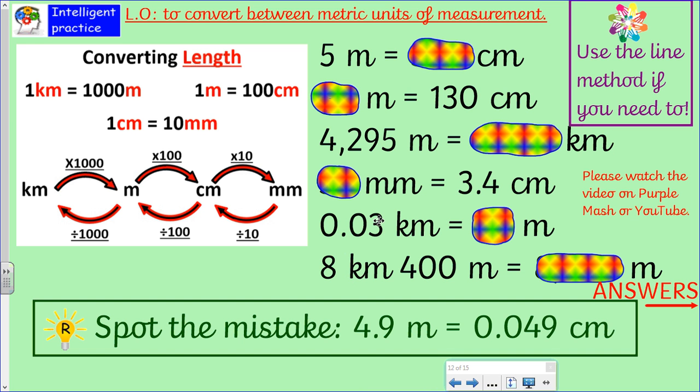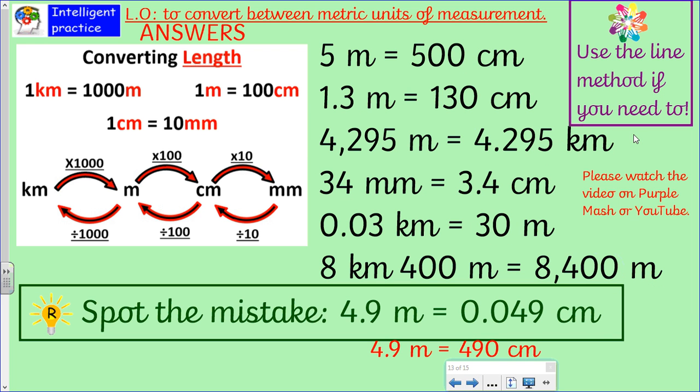Okay. Right, I'm going to show you the answers on the next slide. So you need to make sure you've had a go. There's literally no point just copying the answers. You are learning nothing. So don't just copy, have a go, pause the video, use the little diagram thing, and then look at the answers, which are here.